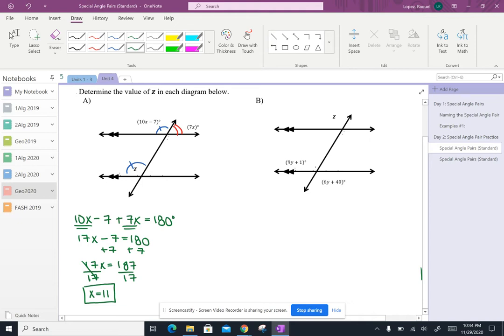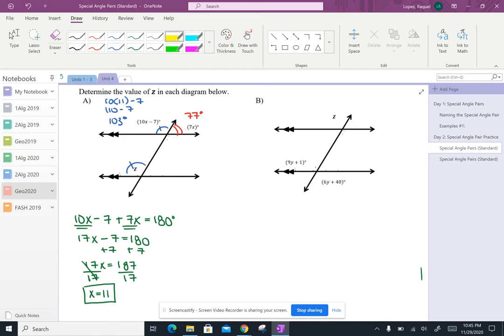Let's go ahead and plug that in to the angles that we have so that we can have a clearer picture for ourselves. So that red angle, 7 times 11 is 77. So this angle measures 77 degrees. And then in the other angle, we would have to do 10 times 11 minus 7. So 10 times 11 is 110. Minus 7 would mean that this angle is 103 degrees, which makes sense because 103 and 77 are supplementary angle measures. Okay, so now let's go ahead and find the value of z.